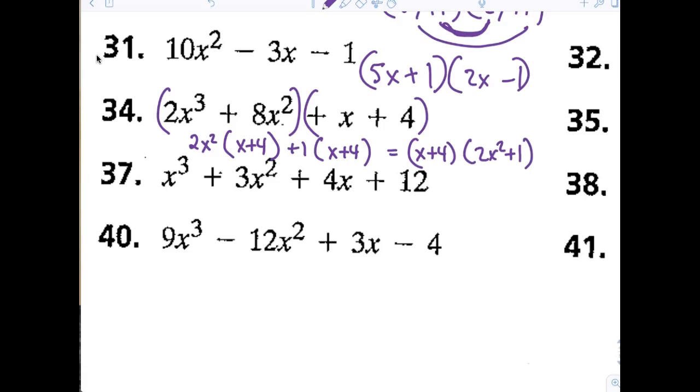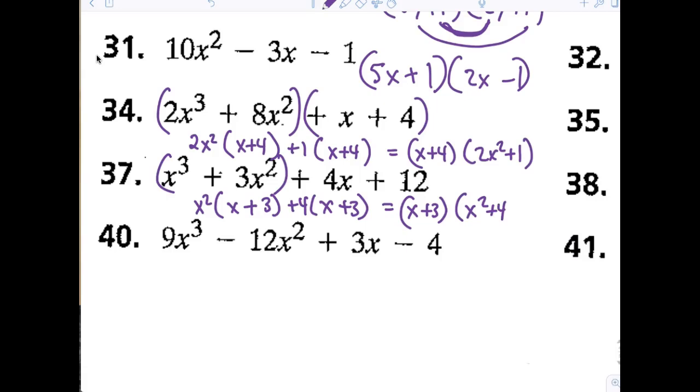All right, Patrick, why don't you help me out on 37? What do I have to factor out on 37? X squared. Thank you. What's left behind? X plus 3. And what am I factoring out? Positive 4, right? And the x plus 3. Final answer: x plus 3 times x squared plus 4, right? Oh yeah. Anybody have any issues?